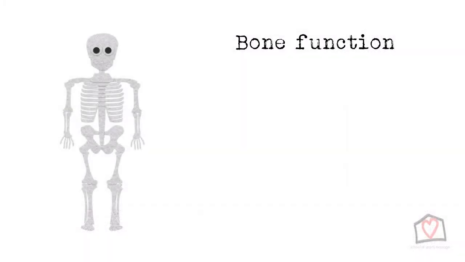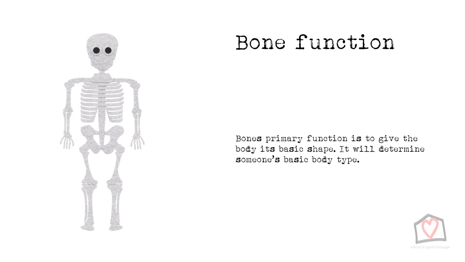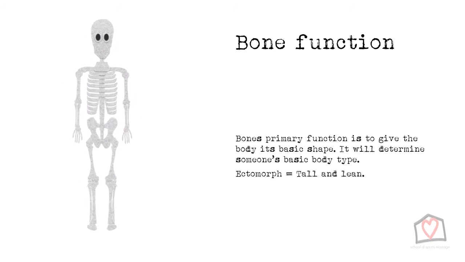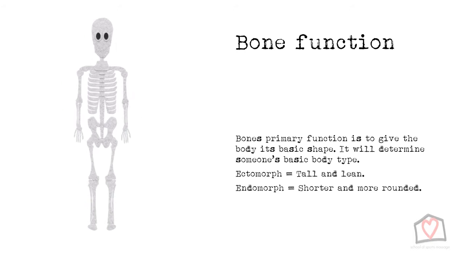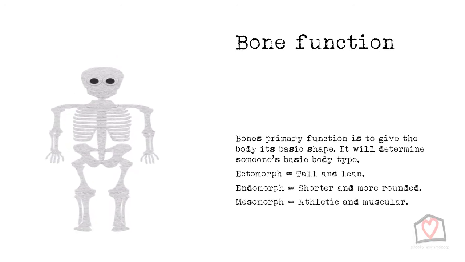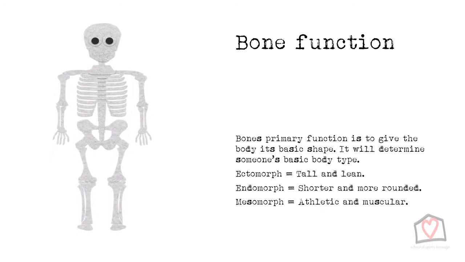So what are all these bones for? Their primary function is to give the body its basic shape. It will determine someone's basic body type. Are they tall and lean, an ectomorph, shorter and more rounded, an endomorph, or athletic and muscular, a mesomorph? These body types are also influenced by muscle and fat.